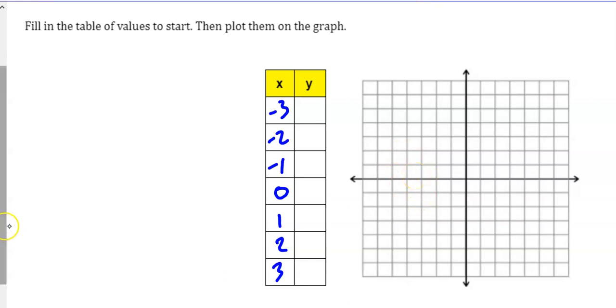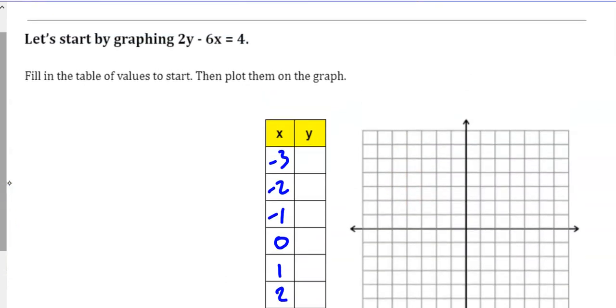And all I'm simply going to do is plug in these values for x. There's a couple different ways to kind of think about it. We're going to do this problem in two different ways. If I plug it in, 2y minus 6 as is with the equation.